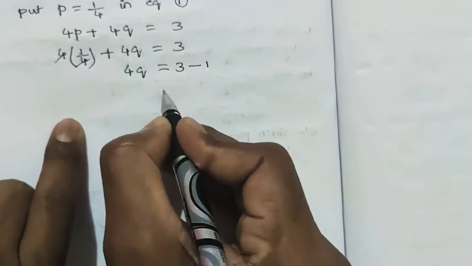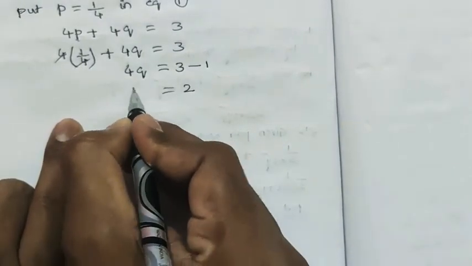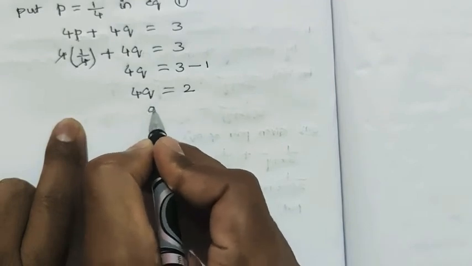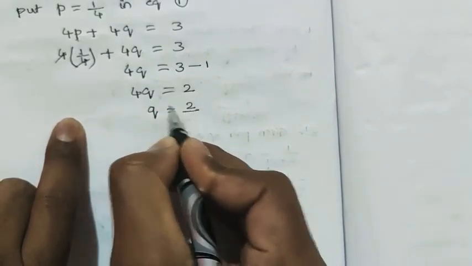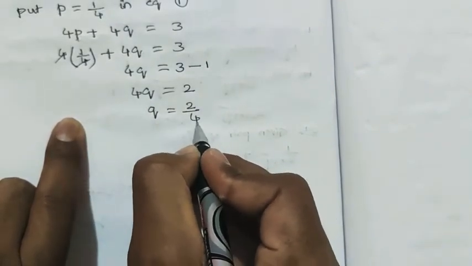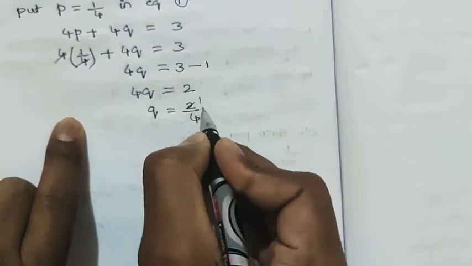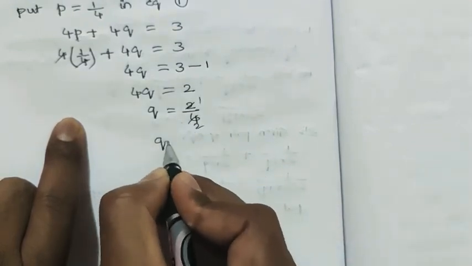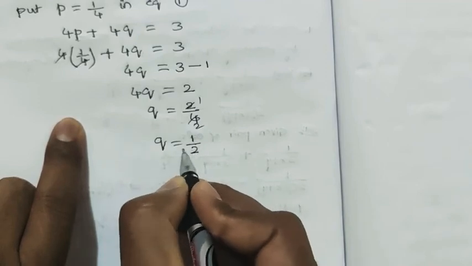3 minus 1 is what? 2. So 4q is equal to 2. From this you can write q is equal to 2 by 4. 4 is multiplying, so it will divide. 2 ones are 2, 2 times. So you got the value of q as 1 by 2.